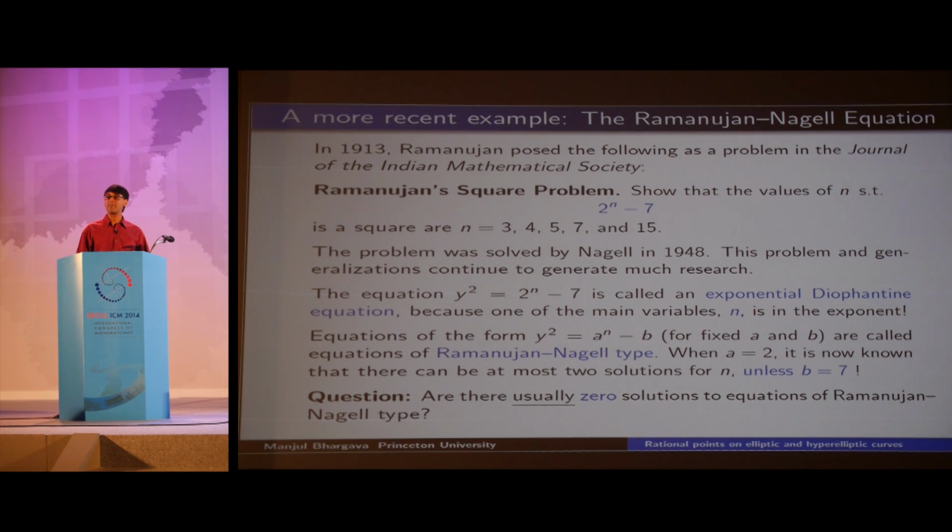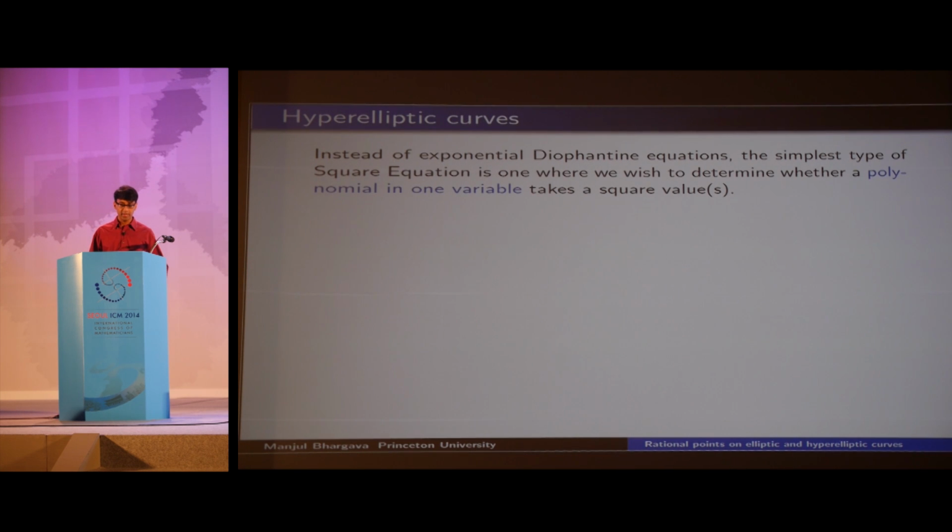And I'm going to stay away from exponential Diophantine equations. I just wanted to give you a flavor of these examples of square equations that come up in mathematics. But today, instead of exponential Diophantine equations, I want to talk about the simplest kind of square equation, namely where we wish to determine whether a polynomial in one variable takes a square value. So you're given a polynomial in one variable. How often does it take a square value? Does it take a square value at all?